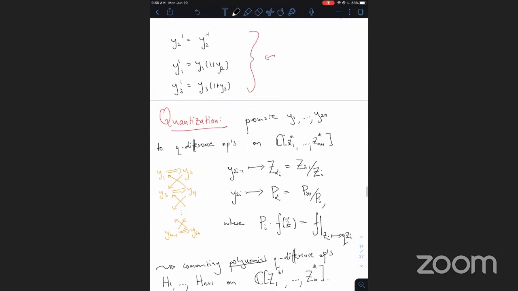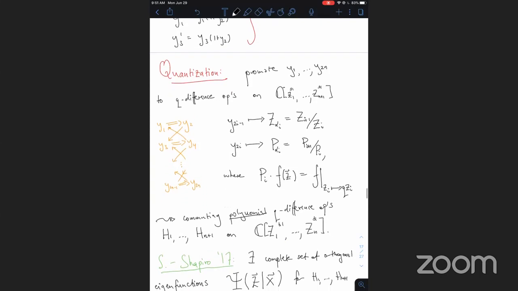All right. So now let's say a word or two about quantization, which we'll need to do in order to speak of non-commutative algebras like our double affine Hecke algebra. So the basic idea is very, very simple here. We're just going to promote these coordinates y1 up to y2n that lived on the faces of the network. Remember, we're parameterizing the group element by factorization. We're going to promote these coordinates to Q difference operators on the ring of Laurent polynomials in n+1 variables.